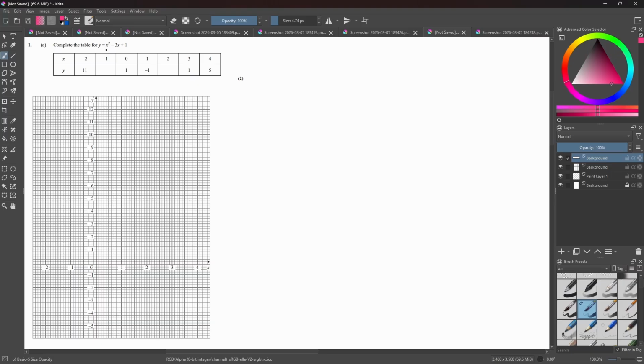Minus 2 squared is 4, because minus 2 times minus 2, because 2 negatives make a positive, is 4. Minus 3 times minus 2 is 6. So minus 6 is plus 6, because, again, 2 negatives make a positive. 4 plus 6 is 10, plus 1 is 11. So we can do it for minus 1. Minus 1 squared equals 1. Minus 3 times minus 1 equals 3. And plus 1. So we have 1 plus 3 plus 1, which equals 5. So here we get 5.